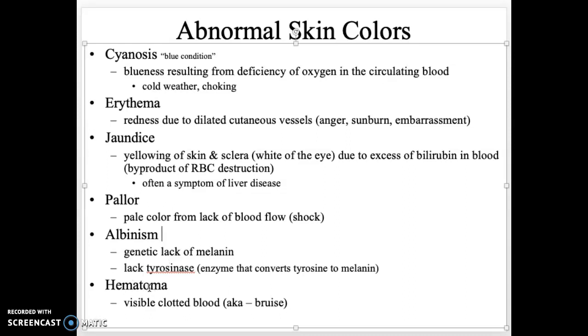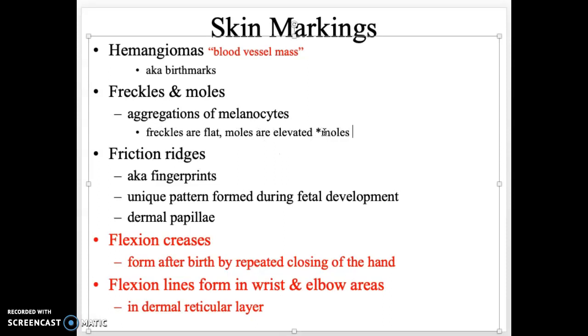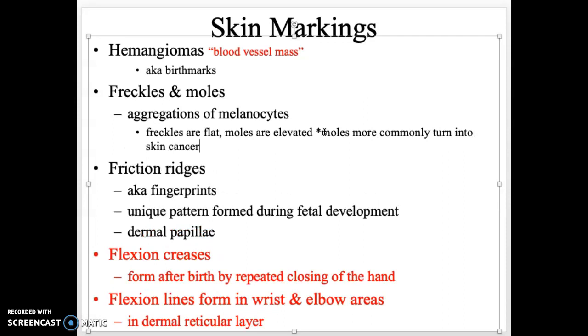Hematomas are basically bruises, blood clots. Markings: hemangiomas are birthmarks. These are little blood vessel masses. Freckles and moles are just groups of melanocytes. Freckles are flat, moles are elevated. Moles more commonly turn into skin cancers. Friction ridges are your fingerprints. These are little bumps on your finger from the dermal papillae.